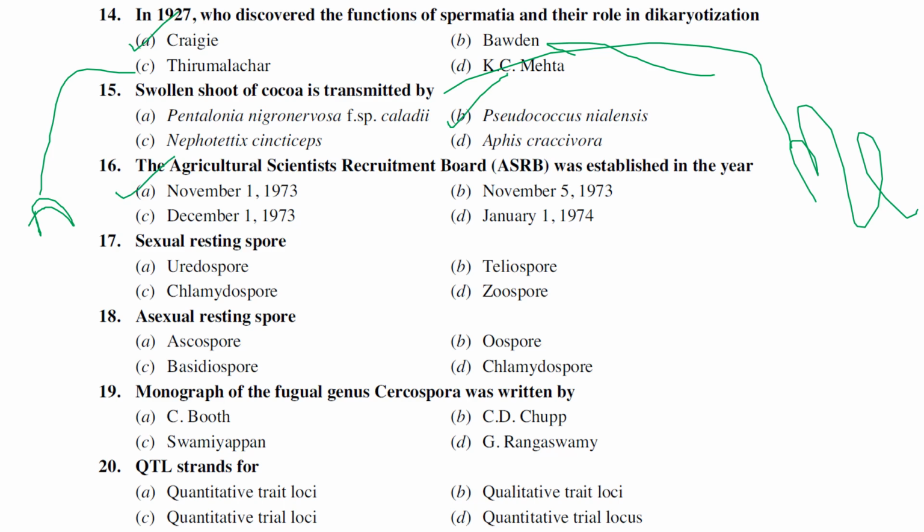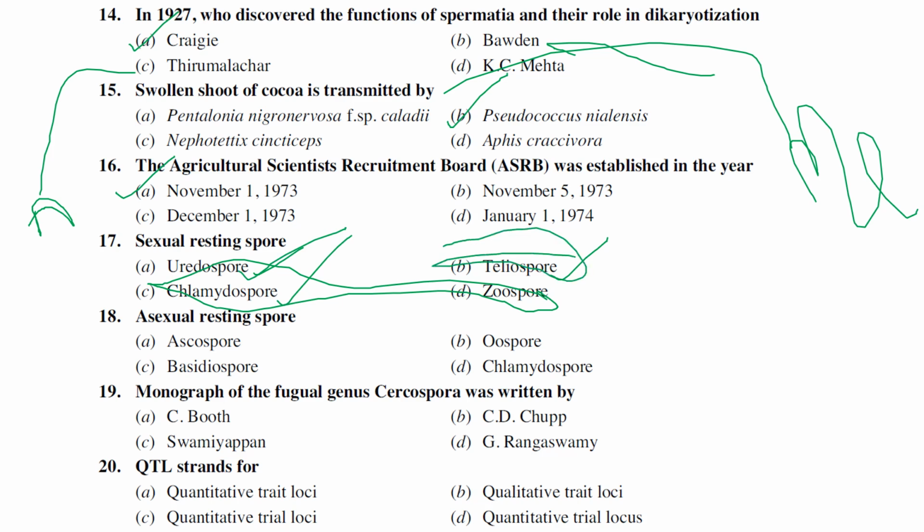So which of the following is a sexual resting spore? Uredospore, teleospore, chlamydospore, and zoospore. So chlamydospores and zoospores are not at all sexual spores. If you see uredospore and teleospore, uredospore is called a repeating spore, whereas the teleospore is a resting spore. I think in the previous slide itself I have mentioned this about rust and smut. Uredospore is called a repeating spore, summer spore; teleospore is called a resting spore, winter spore. I think I have given it there itself.